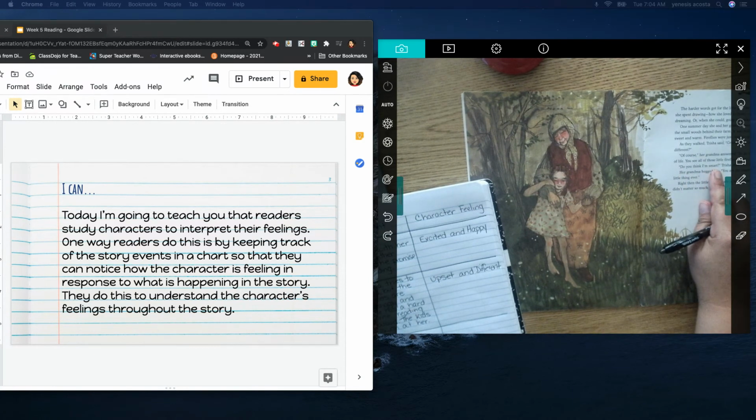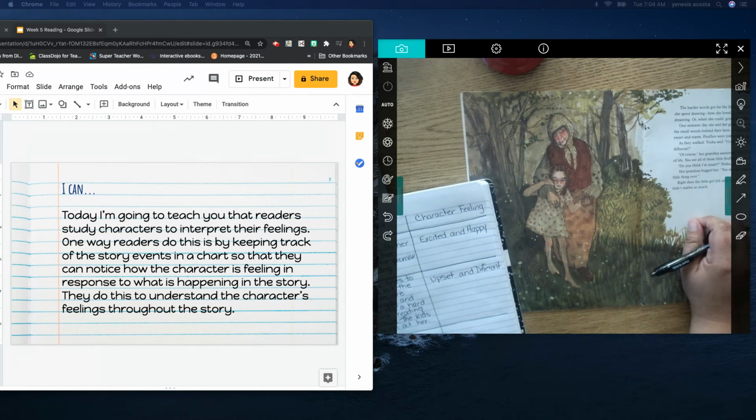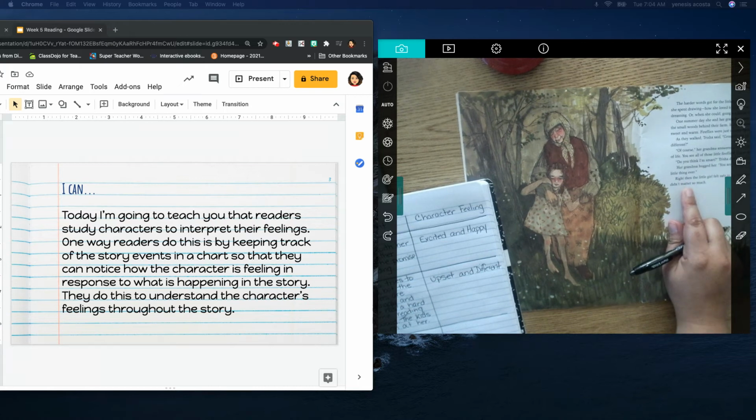Do you think I'm smart? Trisha didn't feel smart, but her grandma hugged her. You are the smartest, quickest, dearest little thing ever. Right then, the little girl felt safe in her grandma's arms. Reading didn't matter much.